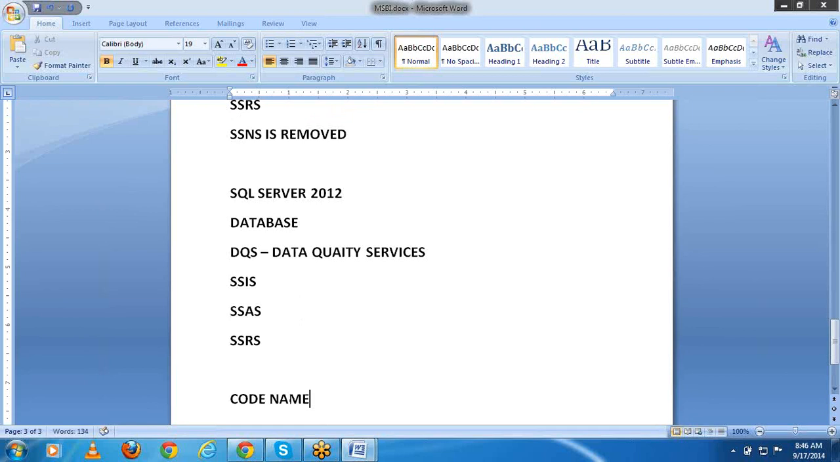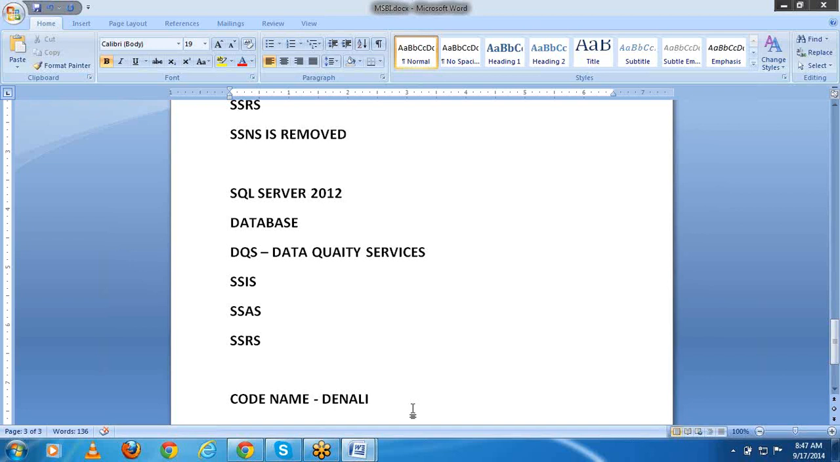What is the code name? You might have heard of SQL Server 2010. They planned to release SQL Server in 2010, and they were publishing it as Denali. Denali is the next version of SQL Server.